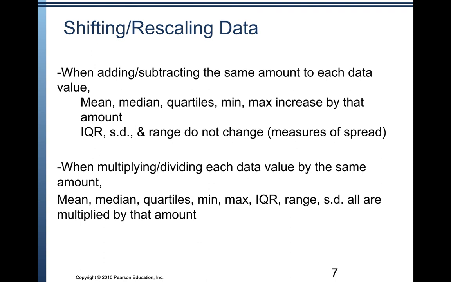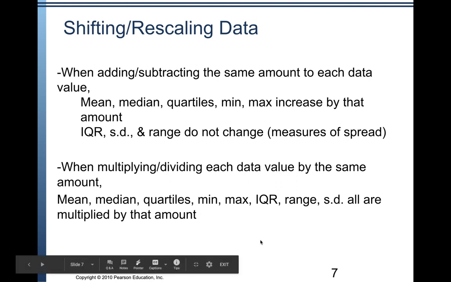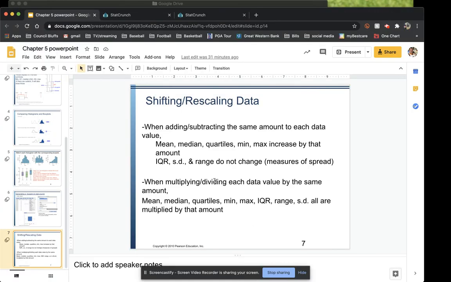So in summary, if I add or subtract the same amount, only these things will increase. Your measures of spread will remain the same. But when you multiply or divide, like the 10% example that I gave, everything, including your measures of spread, will increase by that amount, in that case 10%. Okay, that is it for chapter 5.